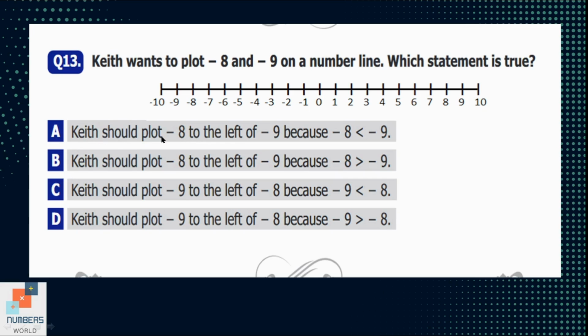Option A is Keith should plot -8 to the left of -9 because -8 is less than -9. It's wrong because -8 is not less than -9. Option B is Keith should plot -8 to the left of -9 because -8 is greater than -9. So here half of the statement is true, which is -8 is greater than -9, but it shouldn't come on the left of -9. Option C is Keith should plot -9 to the left of -8 because -9 is less than -8. So this one is the correct option because -9 is less than -8 and it should be on the left side of -8.